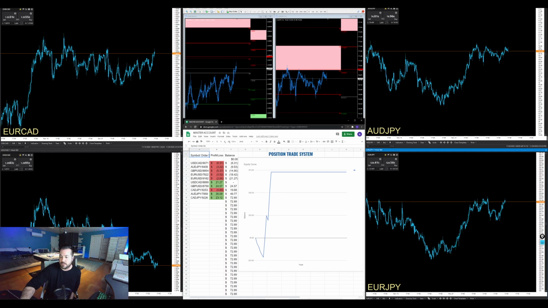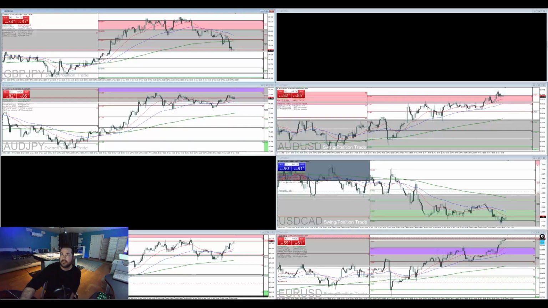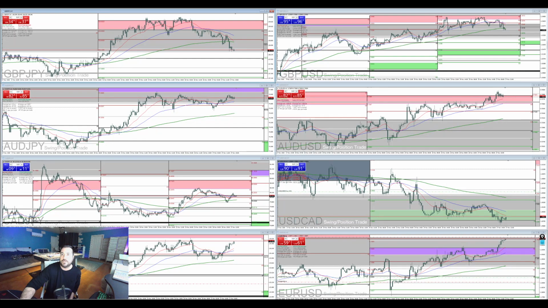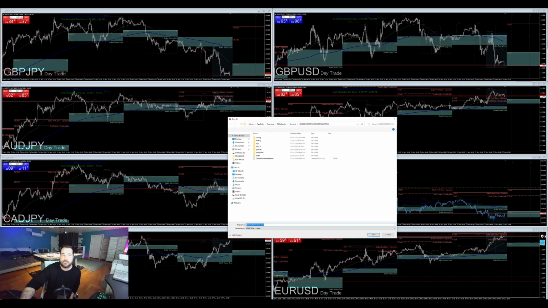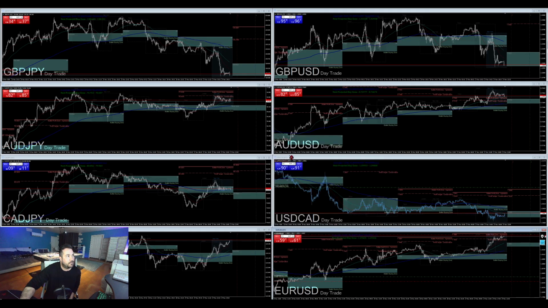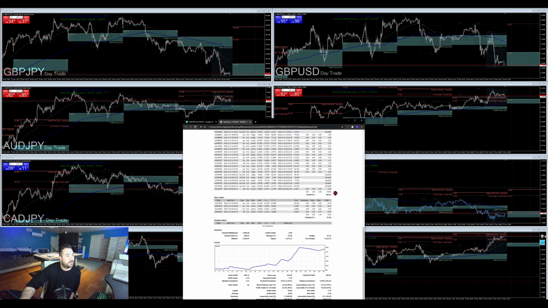Also, take a look here at, let's go ahead and take this to the dark charts real quick. Alright, so this is my equity curve altogether with all the day trading, swing trading, and position trading. I still have a few floating. Right here is my floating.